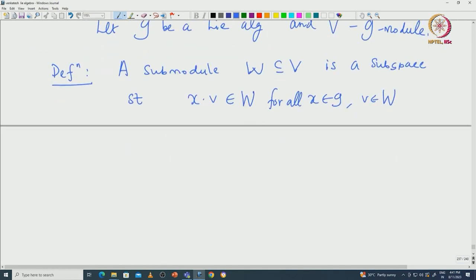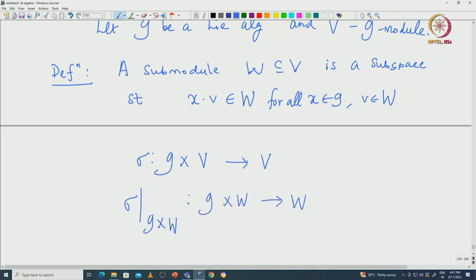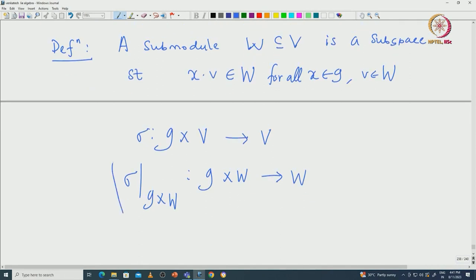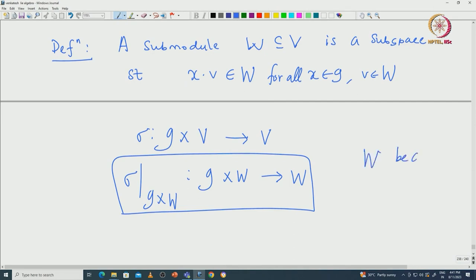In particular, we have this module map from G cross V to V, let us call it sigma. We can restrict this sigma to G cross W, which is a map from G cross W to W. This is going to give you again a module structure on W. So W becomes a G module with respect to sigma restricted to G cross W. Same action, restricted to W, is going to give you a module structure on W. That is what submodule means. So that is naturally defined.